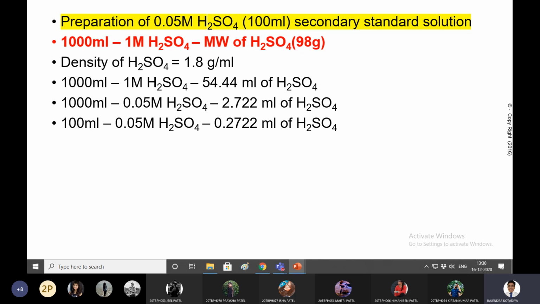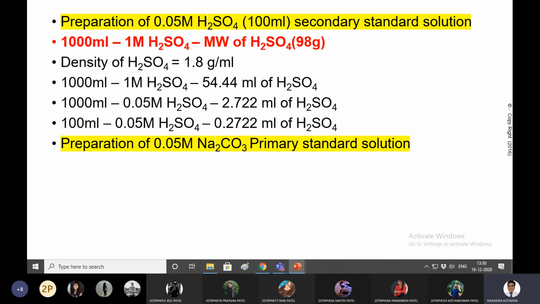Now we need to find out its strength. For that we have to prepare a primary standard solution. For this case we require sodium carbonate as a primary standard solution, and we'll prepare 0.05 molar.